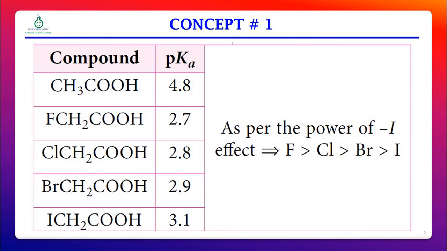What is the reason? An electron withdrawing group, in this case fluorine, pulls the electron density towards it due to the -I effect, resulting in decreased electron density over this oxygen atom. This oxygen atom in turn pulls the OH bond pair strongly towards it, releasing hydrogen as H+ with greater ease. Hence, fluoroacetic acid is a stronger acid than acetic acid.